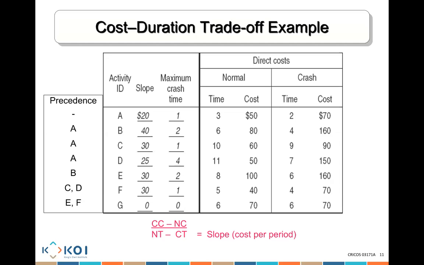Now, every time, what is it going to cost me? I need to follow the formula to know how much it is going to cost. In this example, let's say activity E. It's 160 minus 100, which is crash cost minus normal cost, that's 60, divided by 8 minus 6, which is normal time minus crash time. So 60 divided by 2 gives me 30. So every time I crash activity E, it is going to cost me $30.